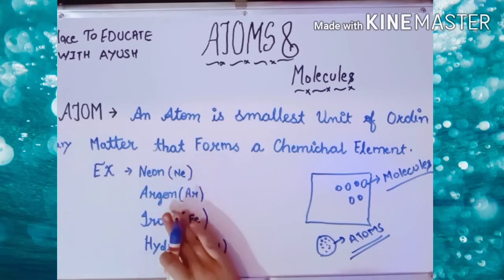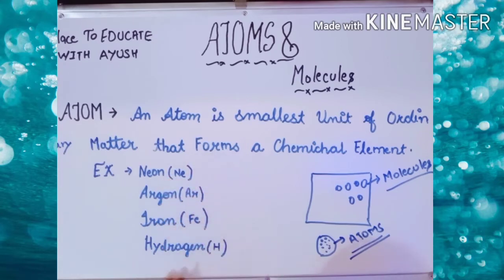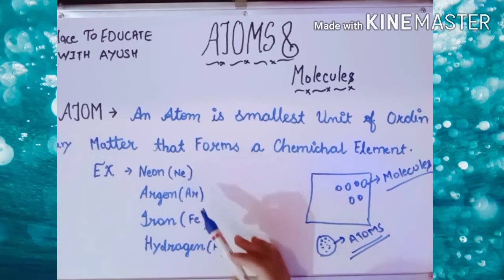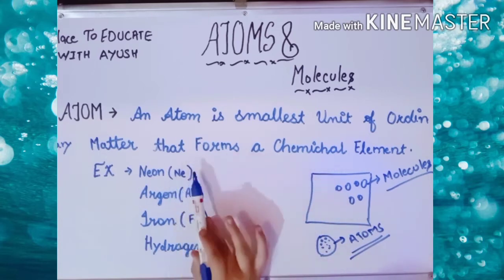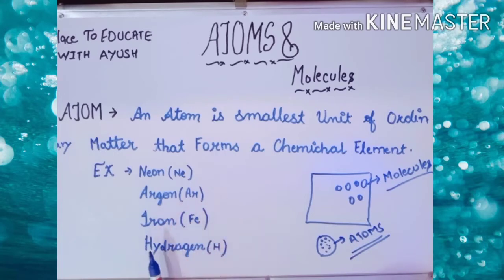Neon, argon, iron and hydrogen. These are the symbols: Ne for neon, Ar for argon, Fe. Fe is used here because iron in Latin is known as ferrum. So the Latin name gives Fe, and hydrogen is H. These are the symbols, and for the example of this, I have also placed a diagram here.